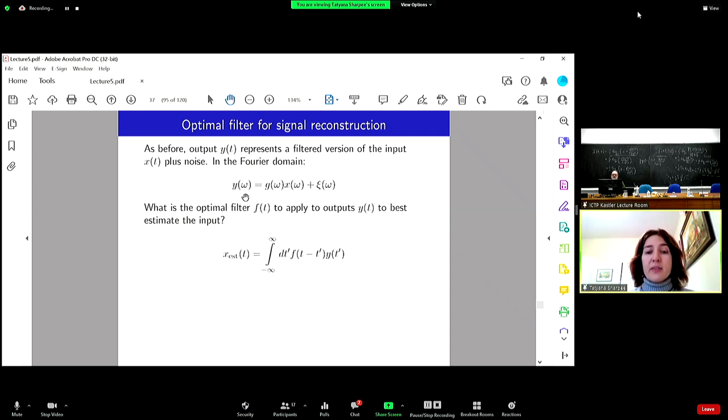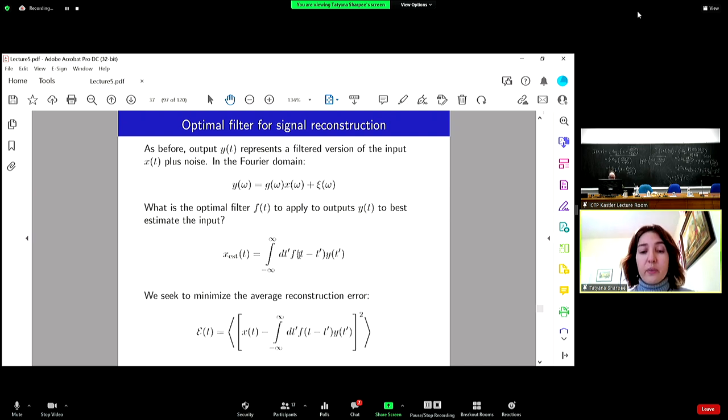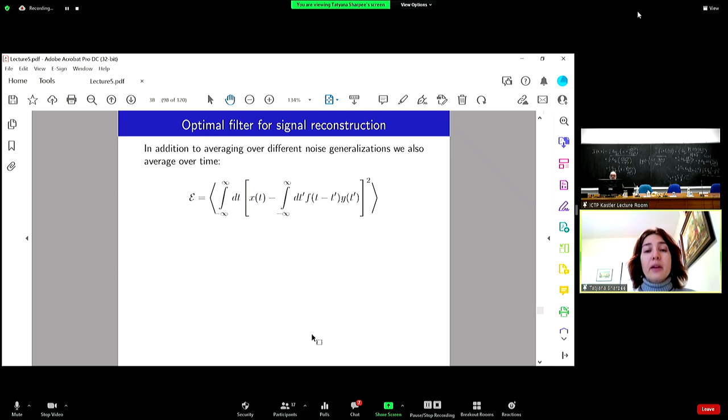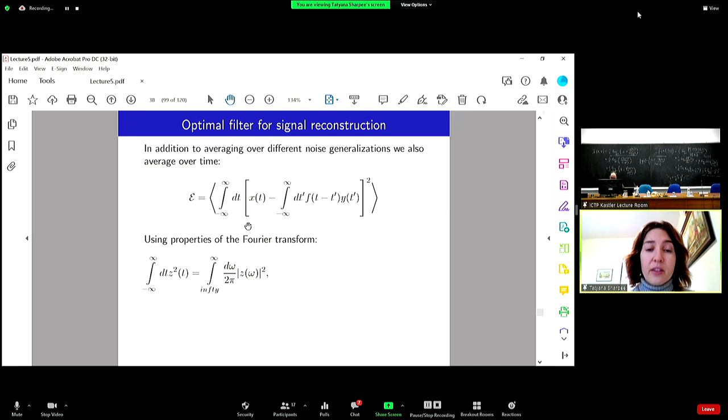So in this case, we estimate the signal X. We apply to the outputs Y a kernel F. And we seek to minimize the average reconstruction error. The reconstruction error is the actual signal minus the estimated signal. And we average over different noise realizations over time. This is the reconstruction error between X of T and its reconstruction, integrated over dt. So actually there are two integrals here.